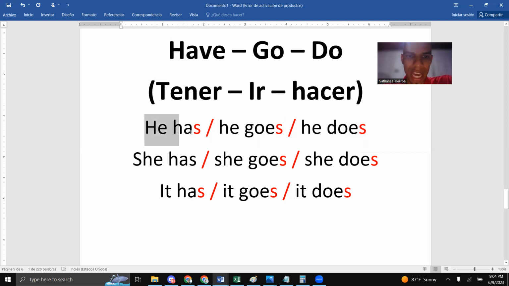Have. He has. She has. It has. Go. He goes. She goes. It goes. Do. He does. She does. It does. Let's see some examples using these verbs.